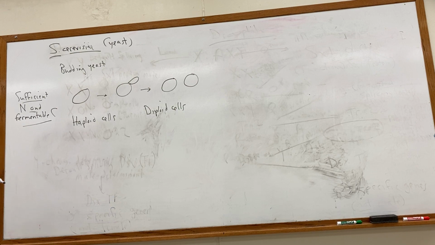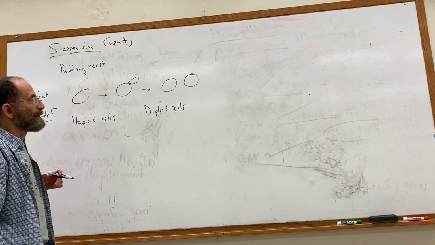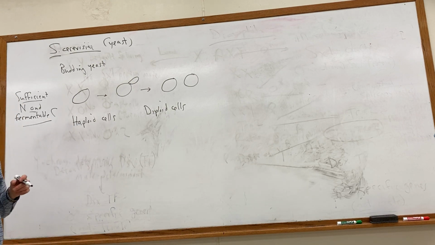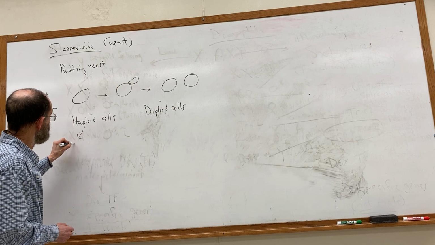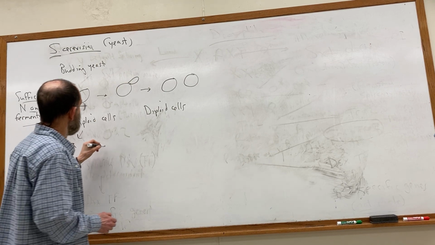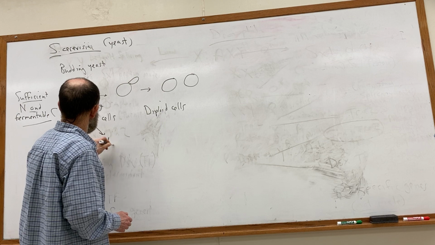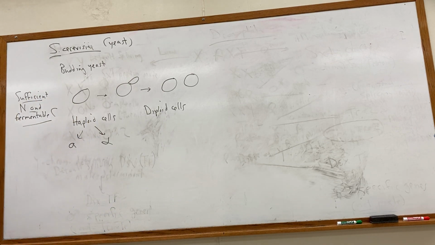Now, there's something else that happens with yeast, and that is these haploid cells can come in two flavors, if you want to think about it that way. There are A cells and alpha cells that have what we call different mating types.